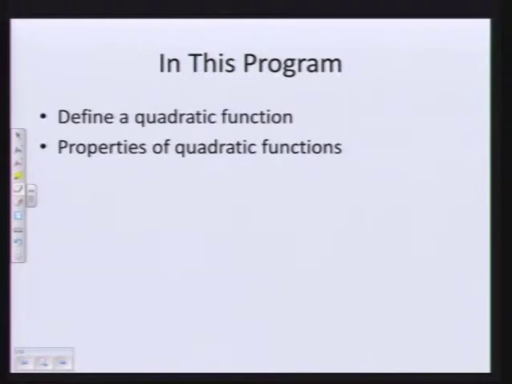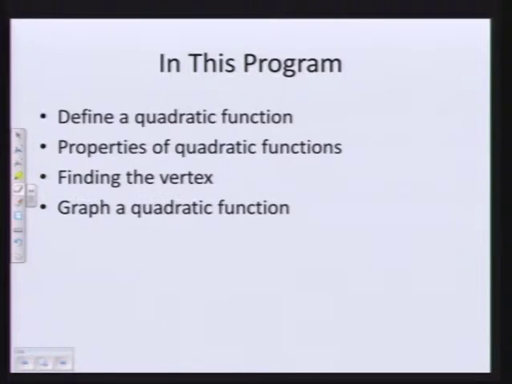Next, we're going to look at the properties of quadratic functions. We're also going to look at something called the vertex and how we find the vertex of quadratic functions. And that'll lead us into how we graph a quadratic function. All right, so let's go ahead and get started on these four objectives.